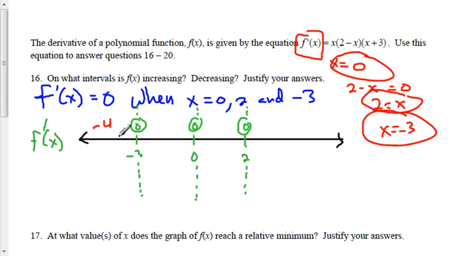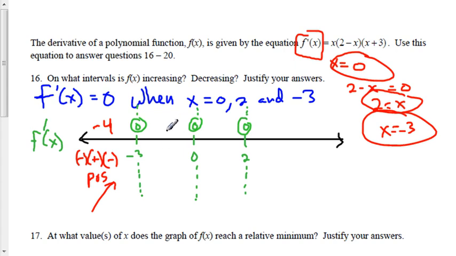I'm going to choose negative 4 and substitute it back into the derivative. So I'm going to get negative 4, 2 minus negative 4, that's 2 plus 4, that's positive. Again, I really don't need to know the value. I just know anything less than negative 3 is either all going to be positive or all negative. They can't be 0, and if some were negative and some were positive, then I'd have to cross through 0 and I'd have another critical value. Negative 4 plus 3 is negative. So I have an even number of negative numbers, so it's going to be positive. That means it's increasing.